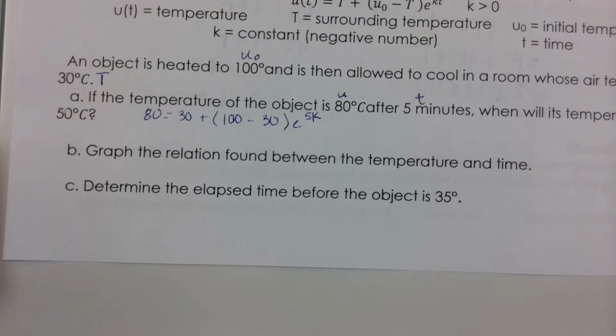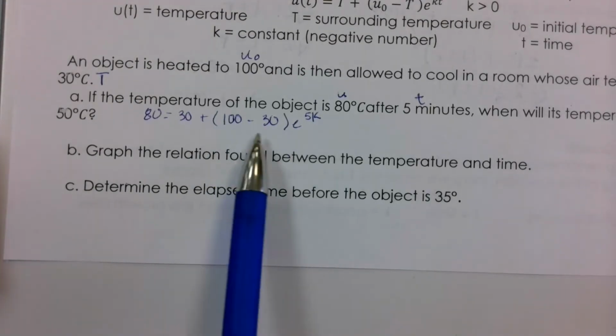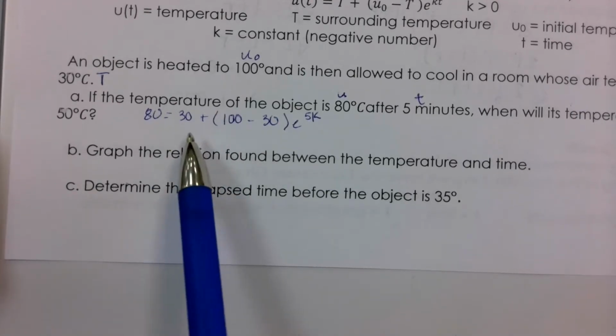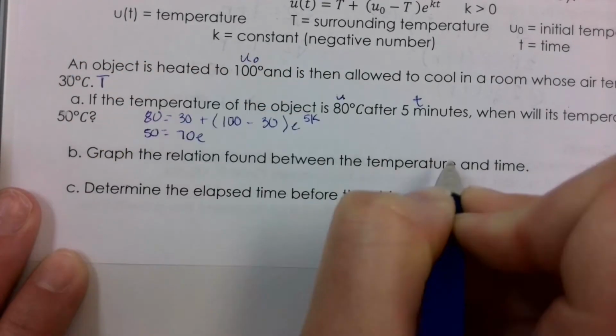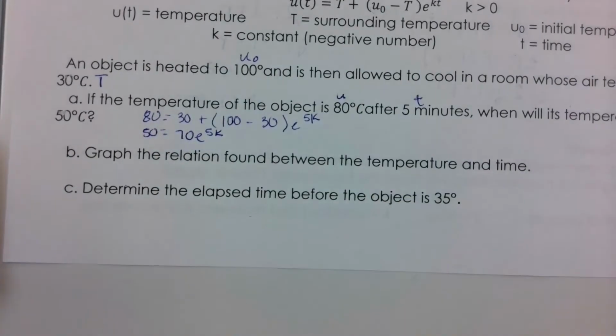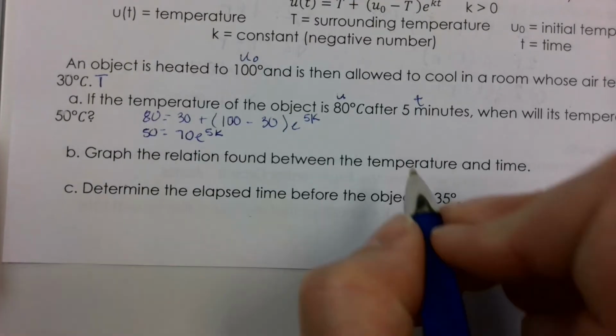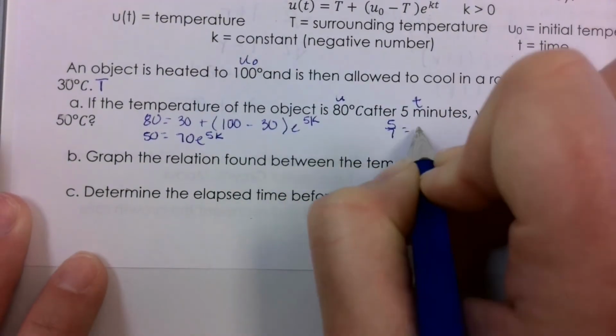So we need to solve this. What should we do first? Any ideas at all? We can do the parentheses. So we know 100 minus 30 is 70. What do we need to do with the 30 right here? Subtract it, so that's going to give us 50 equals 70 e to the 5k. Then what should you do from there? Divide by 70, so we're going to have just 5 over 7 equals e to the 5k.